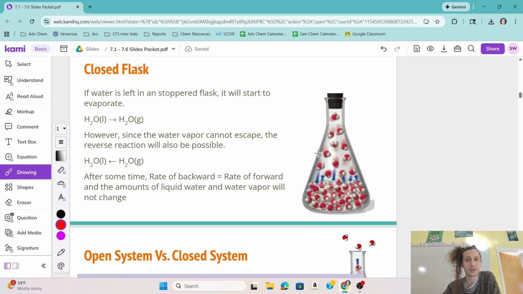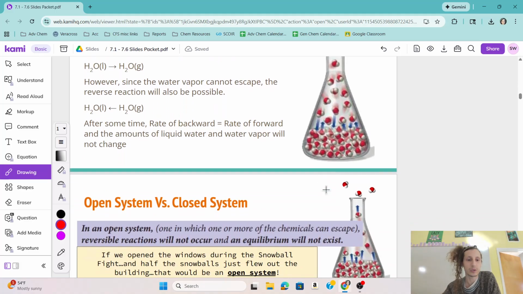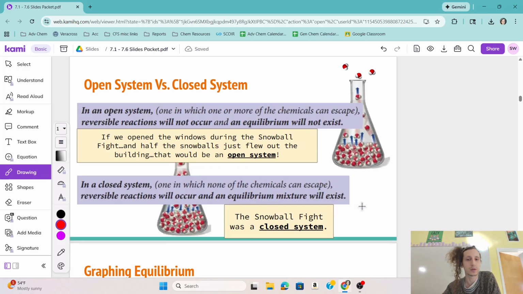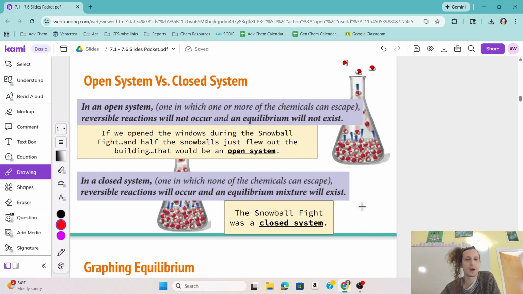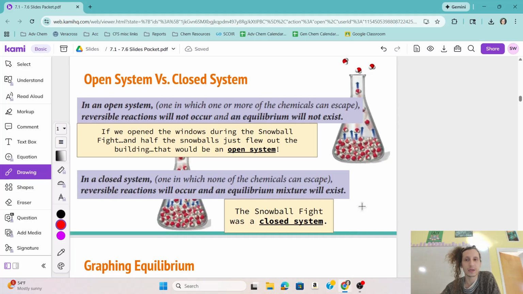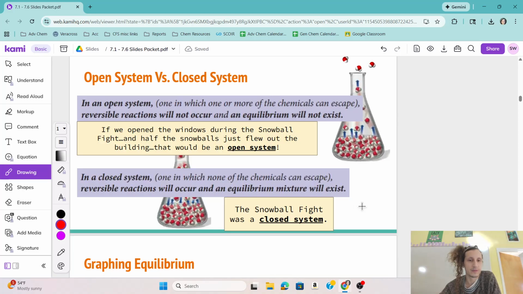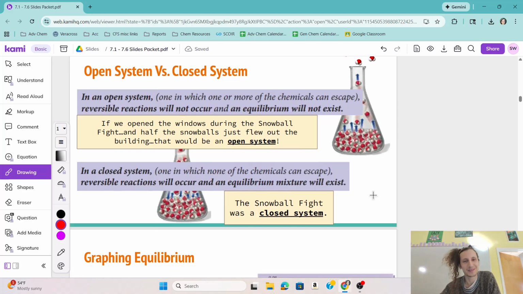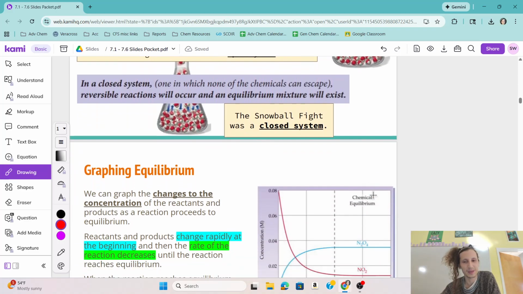So initially, if there's 0 steam particles in the flask, we're going to see some of the water evaporating. Some of that vapor is then going to recondense, but eventually these two rates equal each other. So this is just a summary of open versus closed systems. There's a lot of references to the snowball fight activity we are doing in class this day, but suffice to say, evaporation and condensation of water is a perfectly serviceable metaphor. But let's make it more exciting.